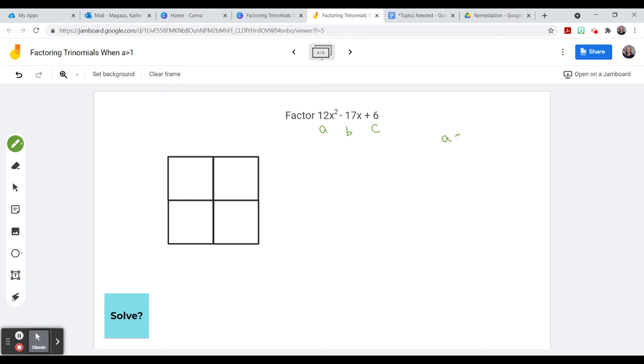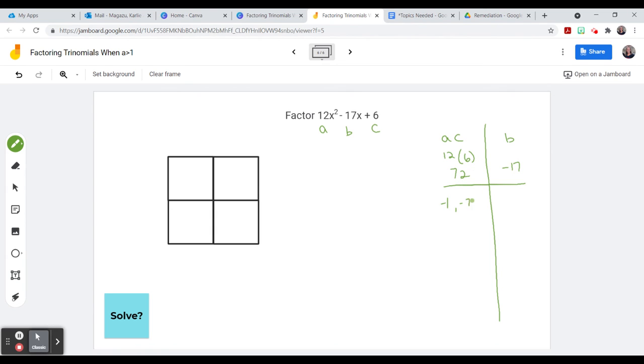So let's go. We have A times C, which would be 12 times 6, which is 72. And B is -17. All right, factors of a positive 72 that add up to a negative 17. Again, they'd either both have to be positive or both have to be negative. You can't have two positive numbers that would add up to a negative number. So they would both have to be negative.